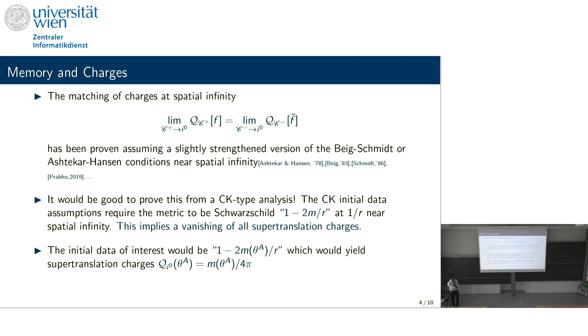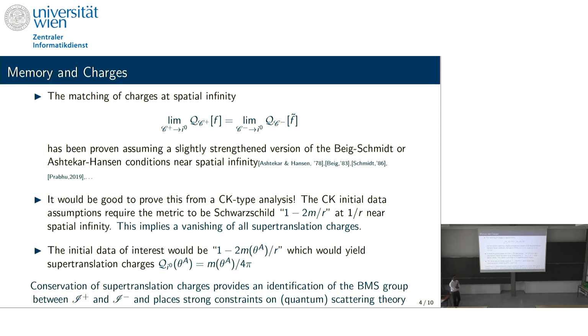And then what would be really nice is to prove that these charges really do match when you evolve to the future. If you have a null infinity, which I'm assuming, you can then try to match the charges from the past and the future. So this would be really nice to prove. And as I hope I'll explain in this talk, this conservation of all higher harmonics, this conservation of supertranslation charge, gives you, for those who know the BMS group, a nice global identification of the BMS group between the past and the future. And as I'll explicitly explain in the talk, it places very strong constraints on quantum scattering theory.